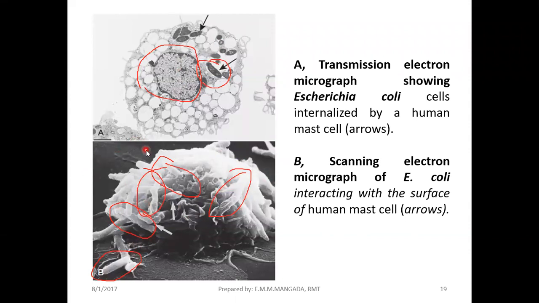So again, that's your transmission electron microscope versus your scanning electron. Your transmission enables you to see inside, to appreciate the organelles, to appreciate if there's an ingested or phagocytosed microorganism, while your scanning electron microscope enables you to scan the surface. For example, in this one, there are attached microorganisms on the surface of the mast cell. So you can appreciate or see its surface. So that's SEM versus TEM.